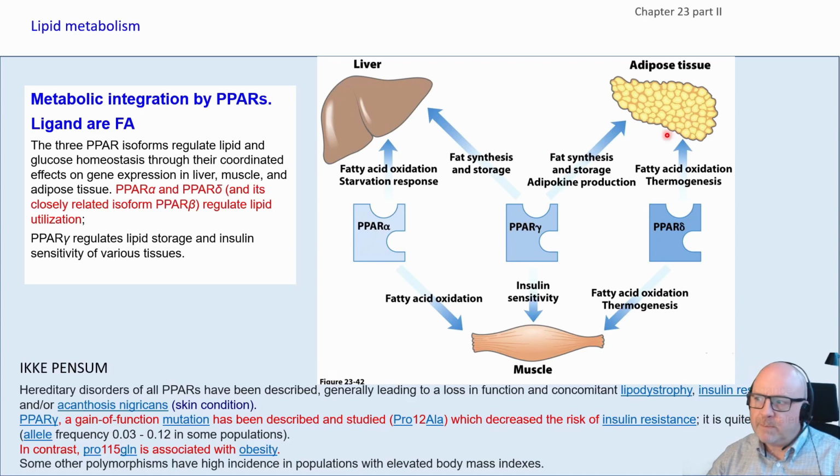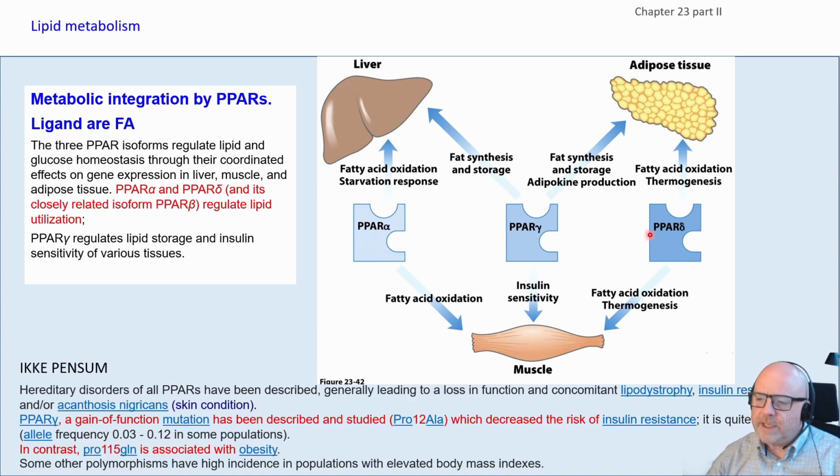So this is a special type of use of the fatty acids that we will see when we look a bit more closely at adipose tissues. PPAR gamma regulates lipid storage and insulin sensitivity of various tissues. We don't need to know more than this. So alpha is important in the liver. It promotes fatty acid oxidation. It's also, we have a lot of fatty acid oxidation in the muscles as well, right?